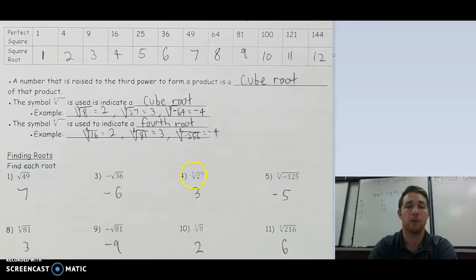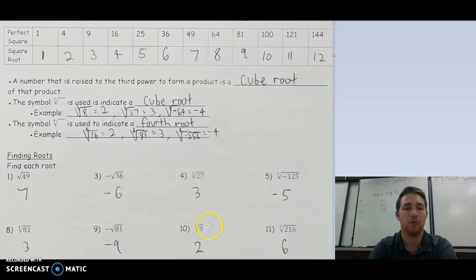The cube root of 27 is 3, because again, 3 times 3 times 3 is 27. The cube root of negative 125 is negative 5. Negative 5 times negative 5 times negative 5 is going to give you negative 125. Remember, those negatives work if it's an odd number. So 3, that's an odd number. That negative does work. So the fourth root of 81, that should be 3, because 3 multiplied by itself 4 times gives you 81. Negative root of 81, that should be negative 9.